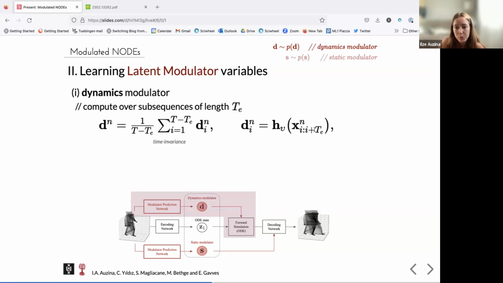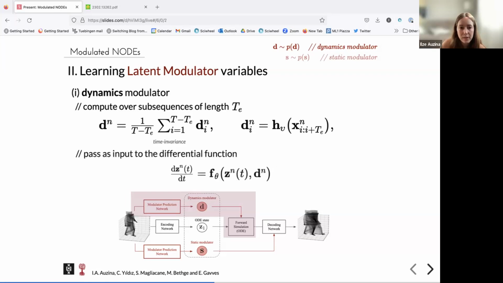So here, you compute the embedding. Again, h is some neural network. In this case, you would probably use a recurrent neural network, since you have the temporal property of the data. You obtain, again, a dynamic embedding for this given trajectory. And again, to obtain a time-invariant latent dynamics modulator, you average it over the subsequences that you have obtained. Now, instead of passing it to the decoding network, you pass it to your actual differential function as an additional input.